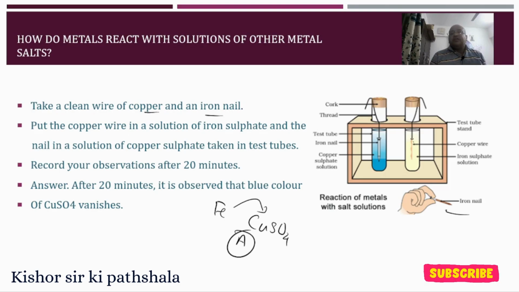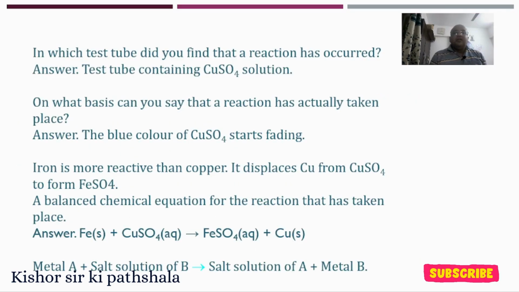In test tube B, I have taken a copper wire and put it into iron sulfate solution. So now let's see what happens. After 20 minutes, let's observe the color. You'll see that the blue color of the copper sulfate vanishes. The blue color starts disappearing.